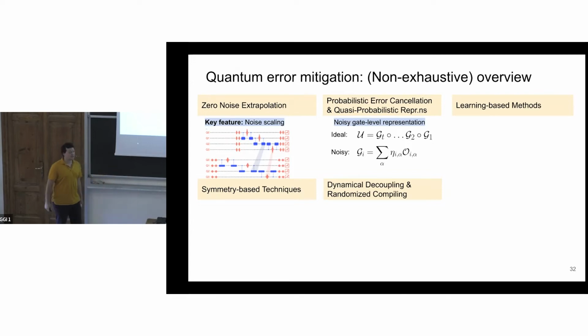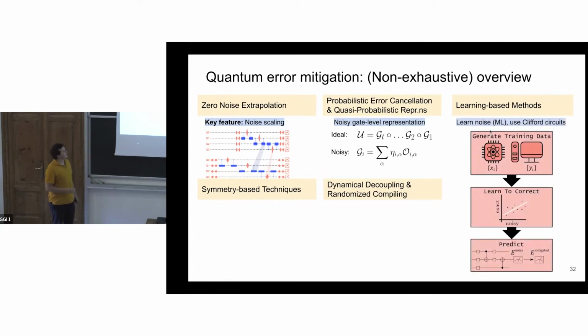As you can already tell, this needs to be done either for all gates or for the most noisy gates. And so it has quite an overhead compared to zero noise extrapolation in terms of the characterization part of this noisy representation.